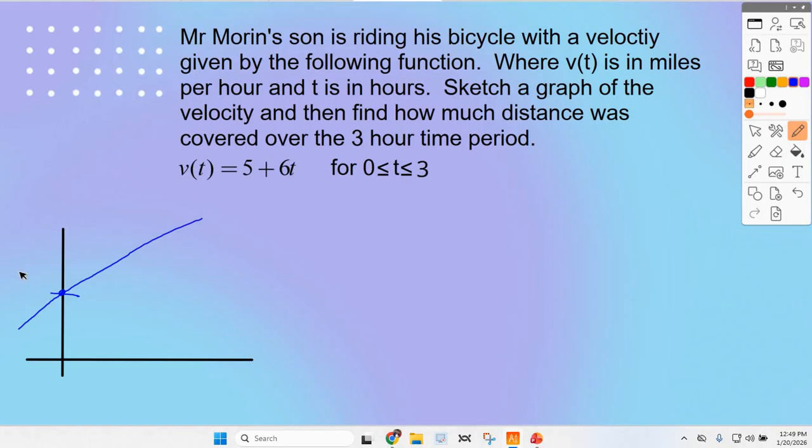So again, our y-axis is representing our velocity. Our x-axis is representing our time. We are again in hours. So I have 1 hour, 2 hours, 3 hours. And we said that it should follow the same format, that I'm still looking for the area that has been produced from under my velocity graph.